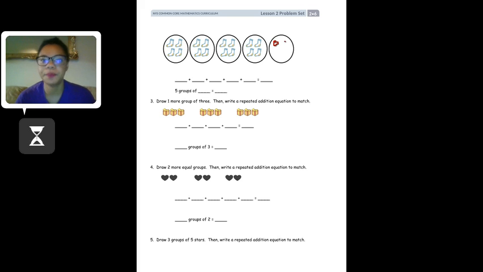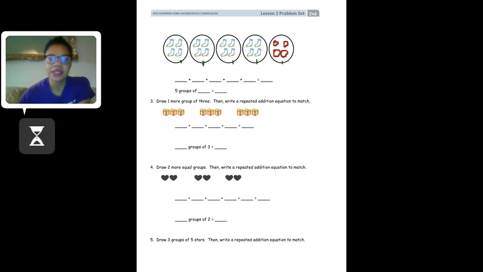So that's 1 sock, 2 socks, 3 socks, 4 socks. So now I have 4 socks in that last circle, that last equal group. And remember, let's see, how many groups do we have? We have 1 circle, 2 circles, 3 circles, 4 circles, 5 circles.